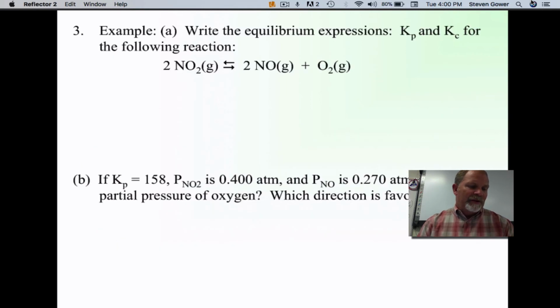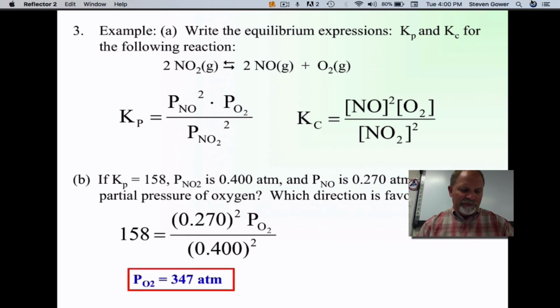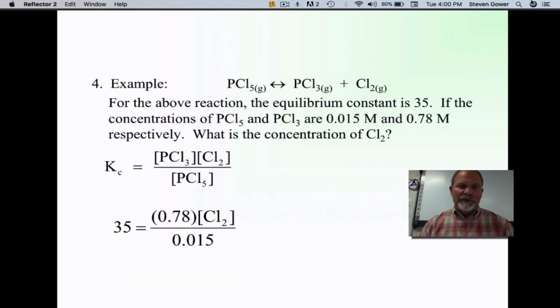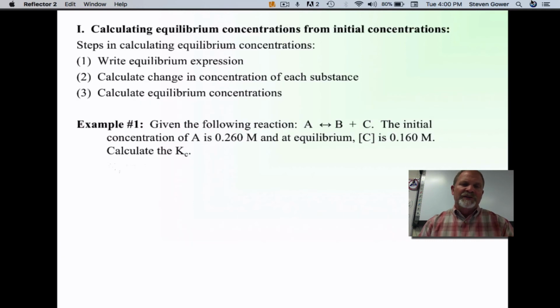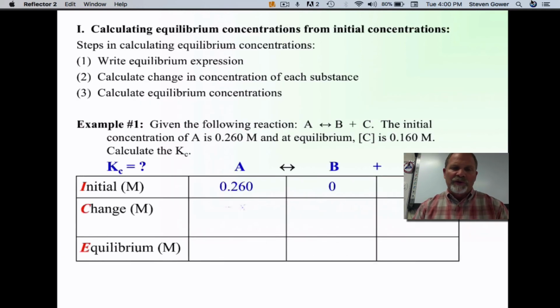Moving on. We then did some practice, just actually writing out the equilibrium expression: the products over the reactants, raised to the power of their coefficients. That's all it is. If it makes you feel better to put parentheses around them, feel free. If the brackets confuse you, just put parentheses. But that's our equilibrium expression. So then we moved on to this example. We're going to go through this example.